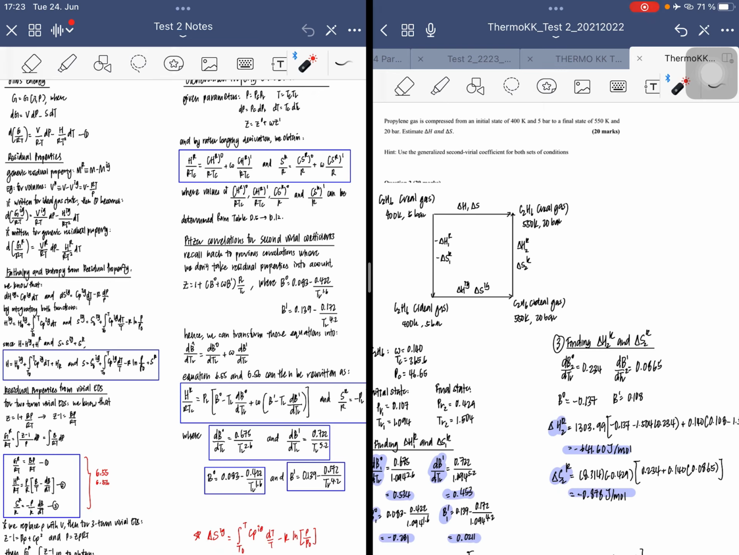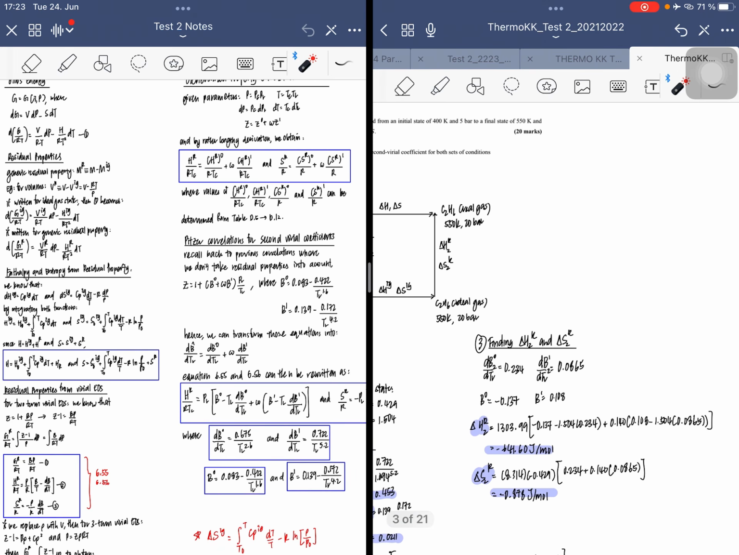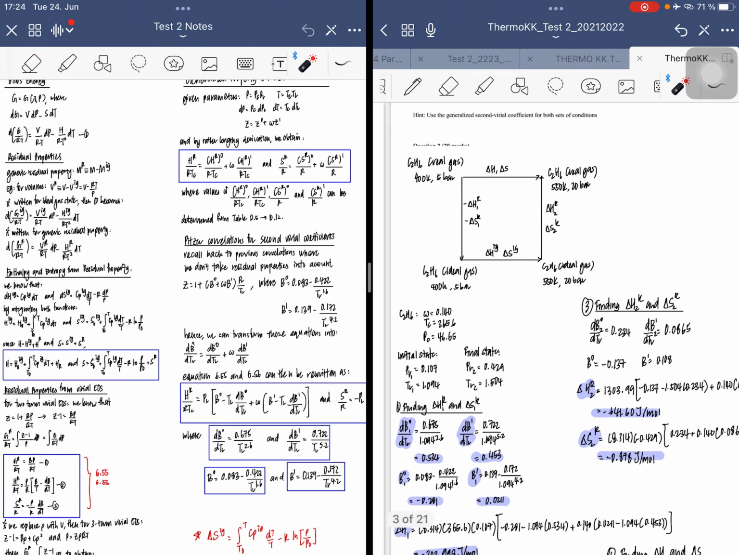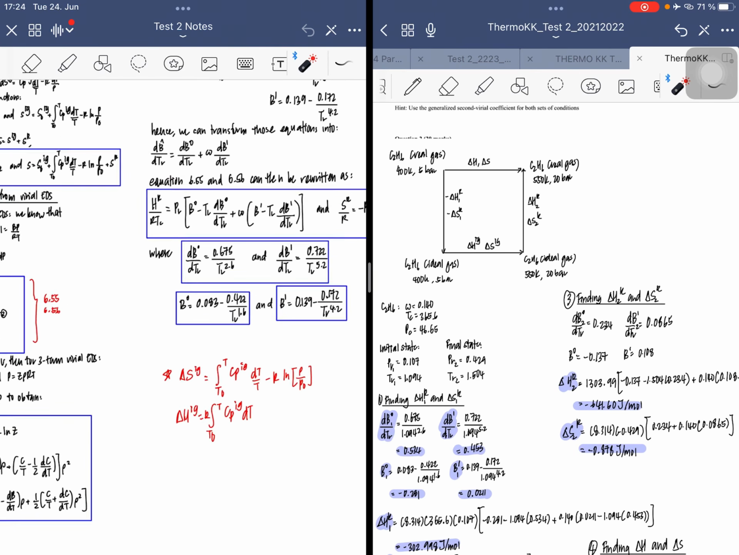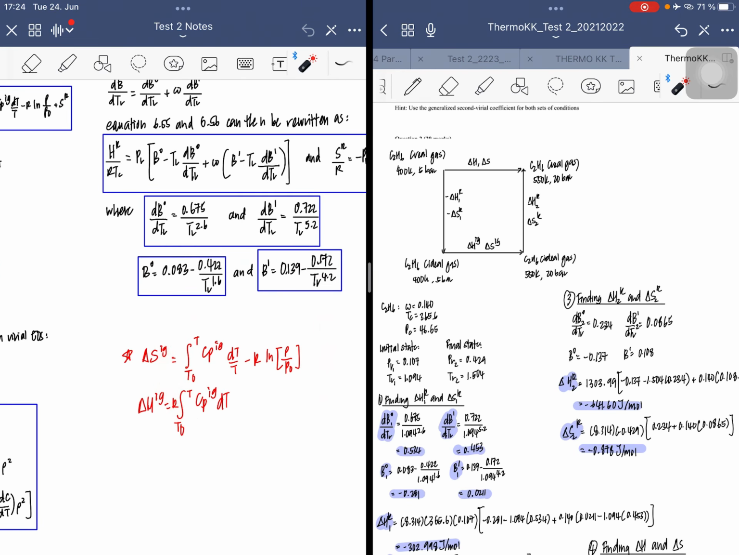Next, we are increasing the temperature from 400K to 550K. So this one we can just use the CPDT, which is this formula: H^IG equals to integral from T naught to T of CP^IG dT. And for S^R and S^IG, you have this formula here: integral from T naught to T of CP^IG dT over T minus R ln P over P naught.